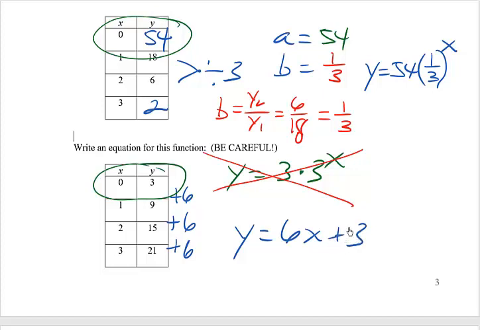Y equals mx plus b, right? 6 is the slope. B, the 3, is the y-intercept. So please be careful. Make sure you are testing out the function to determine what kind it is if they don't explicitly tell you.